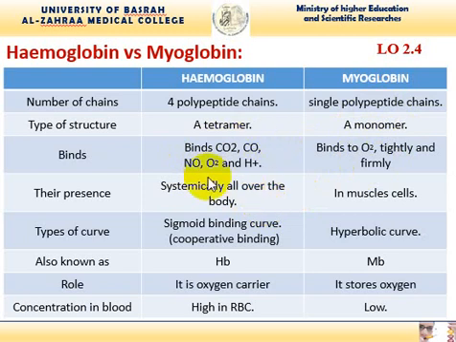Hemoglobin is present systemically all over the body, while myoglobin is in the muscle cells. The oxygen dissociation curve for hemoglobin is sigmoidal in shape, while for myoglobin it is a hyperbolic curve. The abbreviation of hemoglobin is Hb and of myoglobin is Mb. The role of hemoglobin is to carry oxygen, while myoglobin stores oxygen. The concentration of hemoglobin in the RBC is high, while that of myoglobin is low.